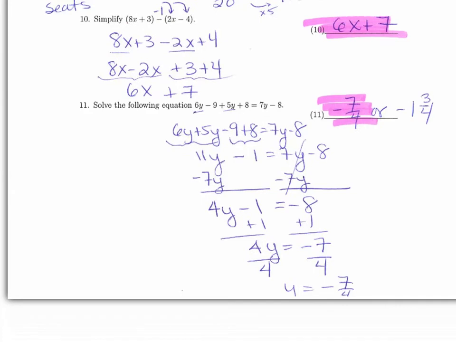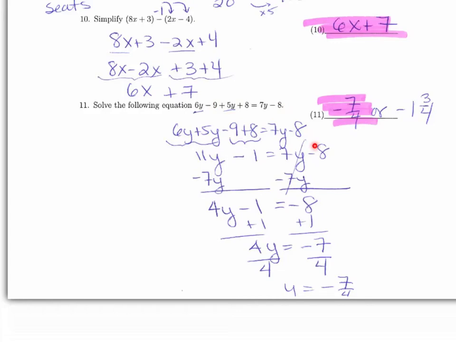Now we're moving to solving equations. We've got variables on both sides. We're going to have to get a variable on one side, but first we have to collect like terms on the left. So 6y plus 5y here is 11y. Negative 9 plus 8 is negative 1. Again, you can skip this step if you can go right to this one. So on the left we have 11y minus 1. On the right it just comes along for the ride.